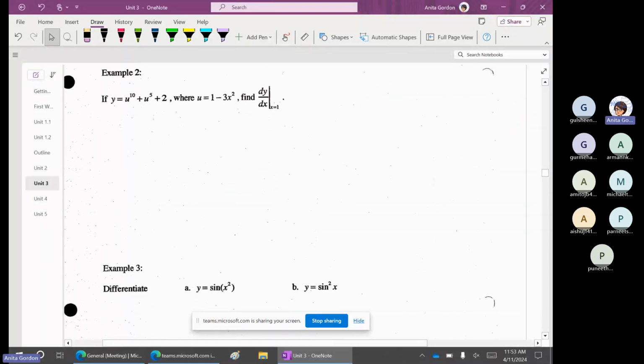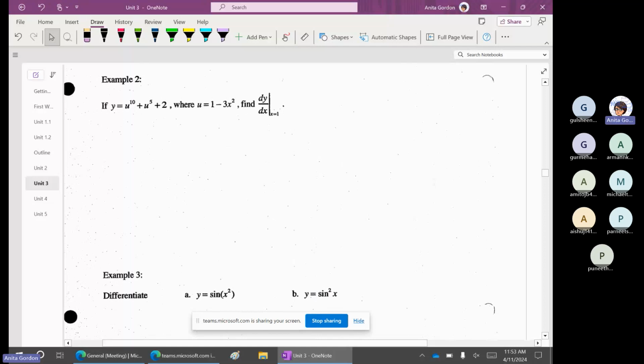Let's take a look at example 2. Here they've done the substitution for us. We are given that the function y is a polynomial that depends on the letter u, and the letter u is a function that is also a polynomial. So it's a polynomial inside of a polynomial. So that means when I find f prime, this is going to be y prime of u times u prime, and I want to evaluate it where x is 1. The evaluation piece happens at the end.